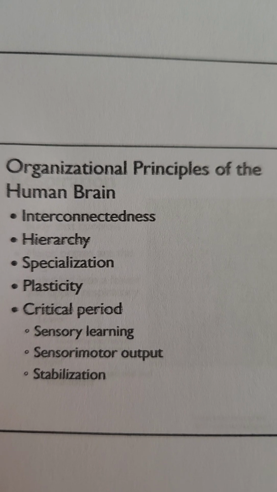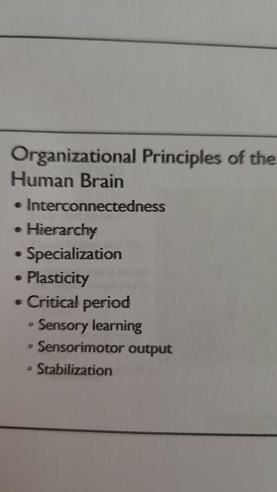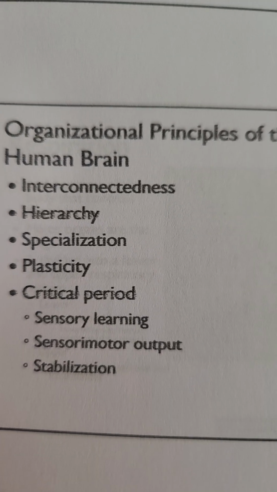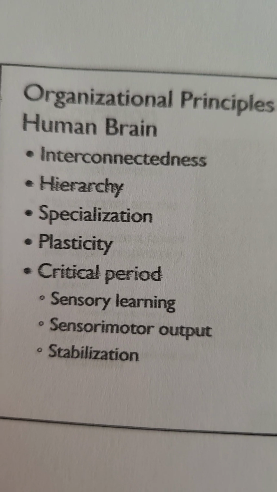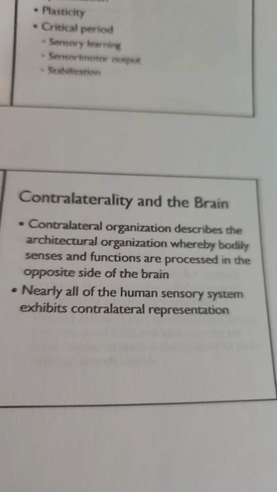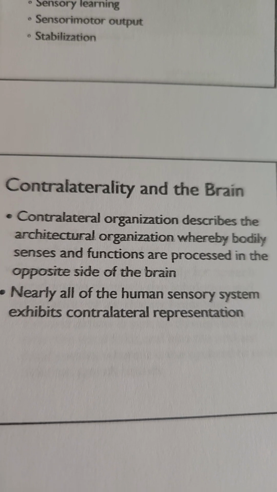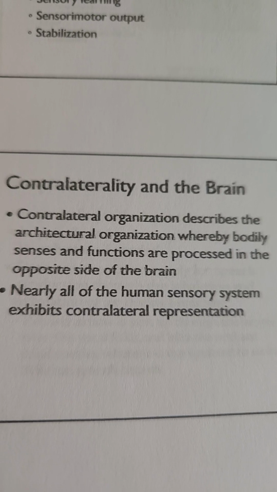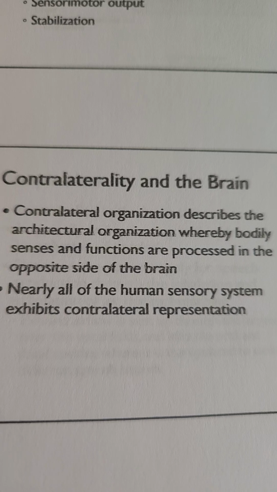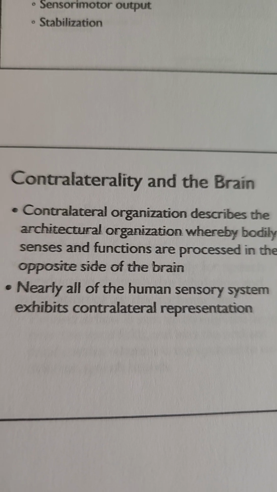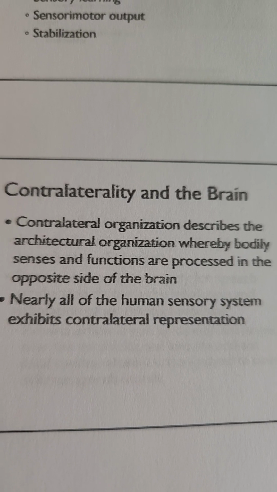Organizational principles of the human brain: interconnectedness, hierarchy, specialization, plasticity. Critical period includes sensory learning, sensory motor output, and stabilization. Contralateral organization in the brain describes the architectural organization whereby bodily senses and functions are processed in the opposite side of the brain. Nearly all of the human sensory systems exhibit contralateral representation.